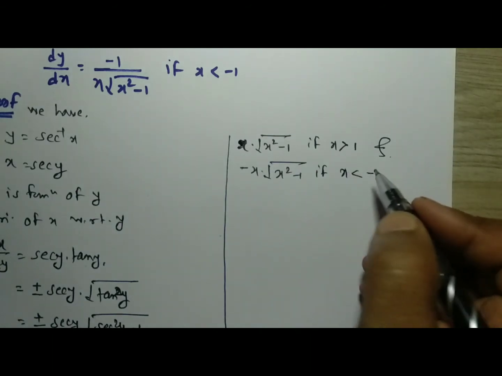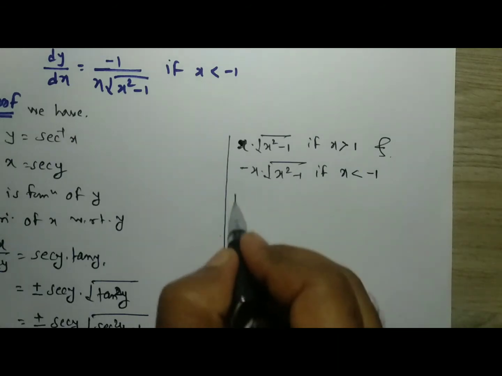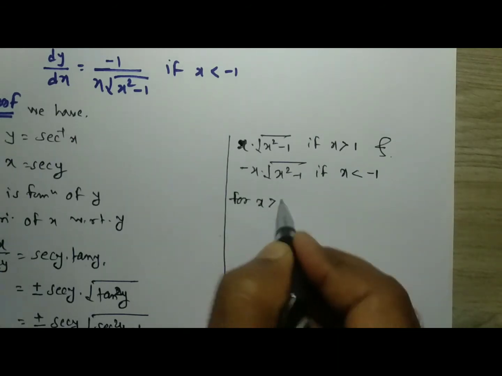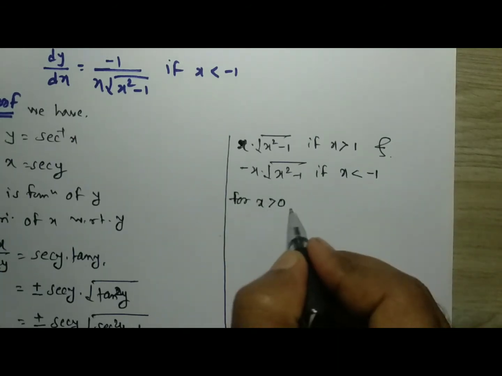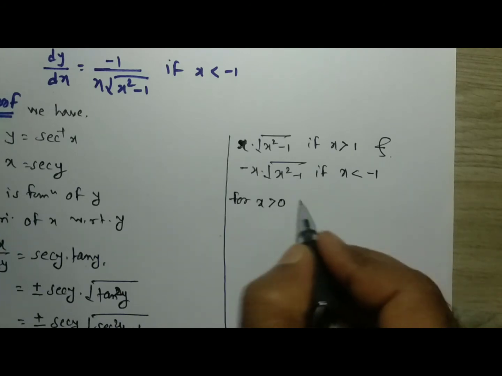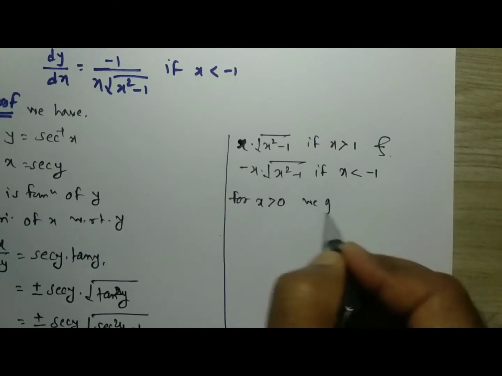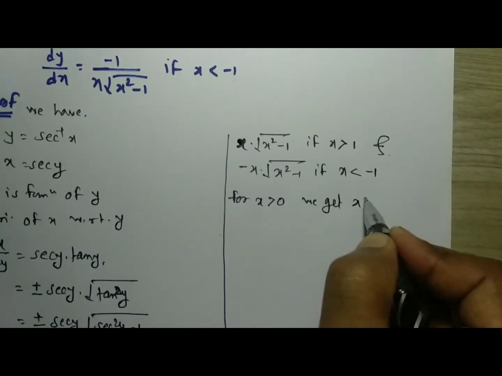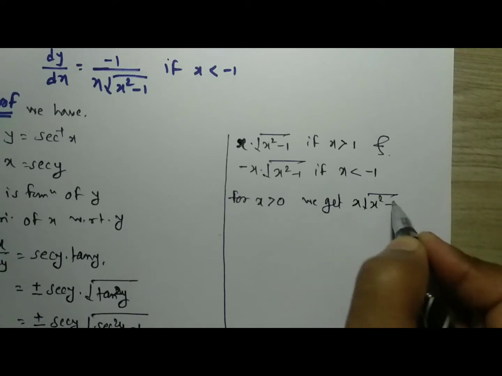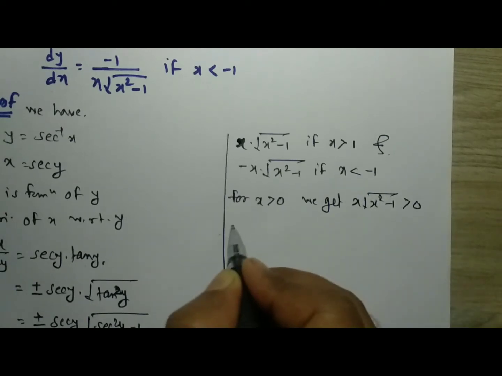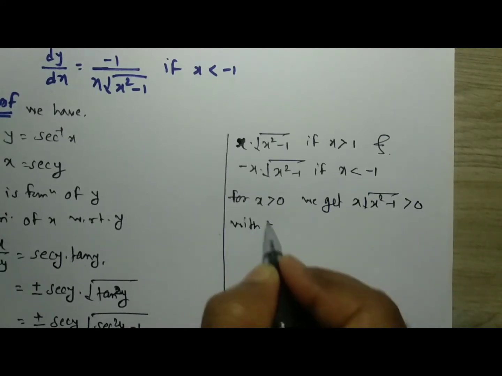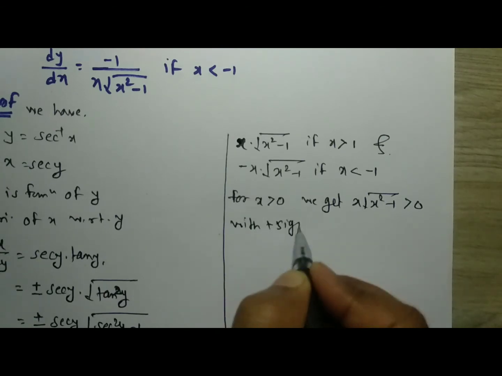Now we consider x is greater than 0. For x greater than 0, we get x into square root of x square minus 1 is greater than 0, with the plus sign.